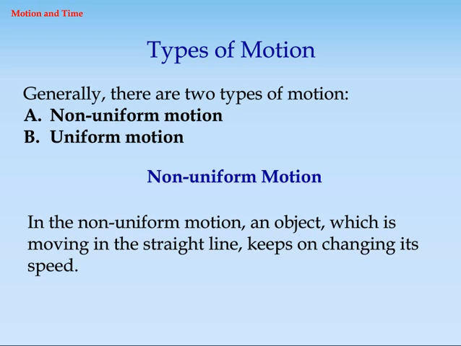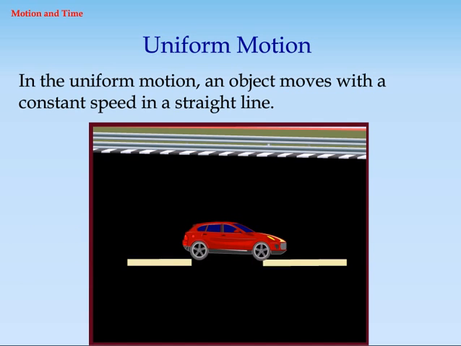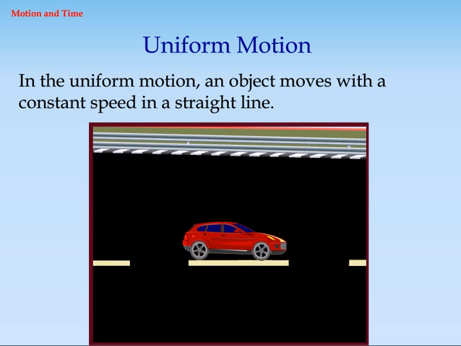Uniform motion. Non-uniform motion. In the non-uniform motion, an object which is moving in a straight line keeps on changing its speed. Uniform motion. In the uniform motion, an object moves with a constant speed in a straight line.